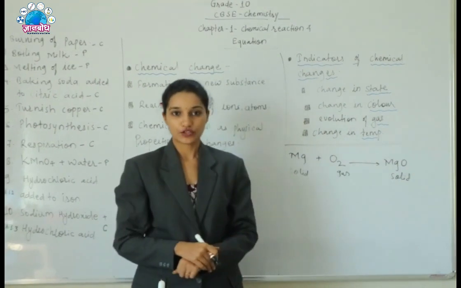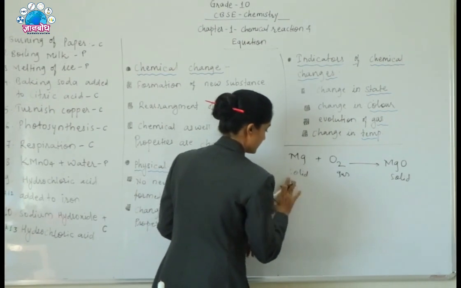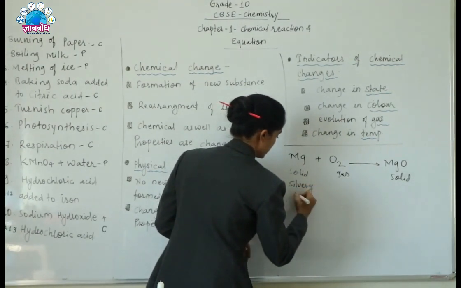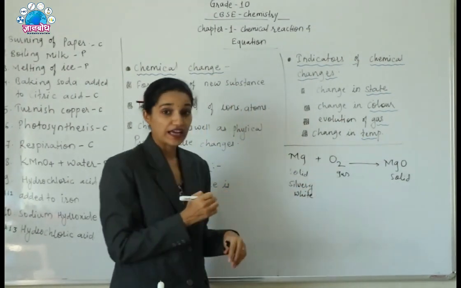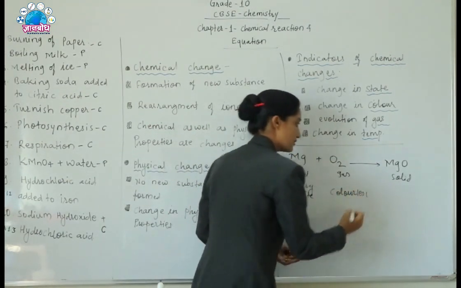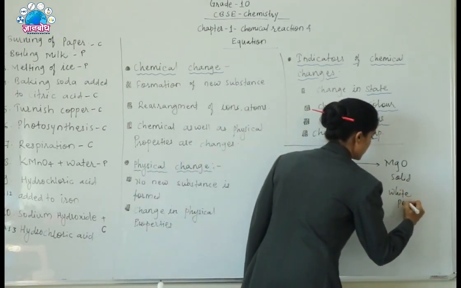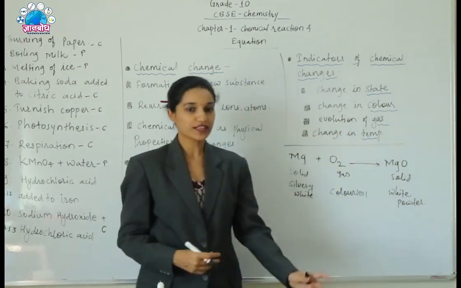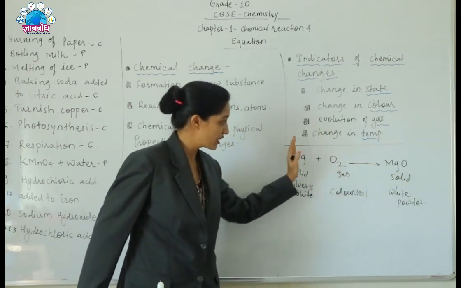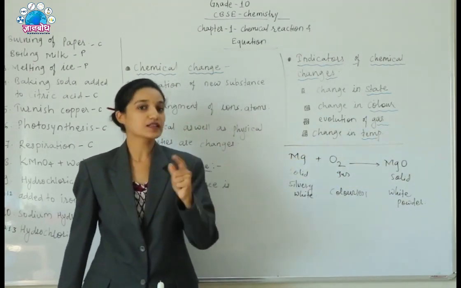Okay. Now the color of magnesium is somewhat grey or silvery white. And oxygen is a colorless gas. But magnesium oxide is a white powder. So here you can see that the color is changed totally. The state of matter is changed totally. Now during this reaction, you can see some gases.